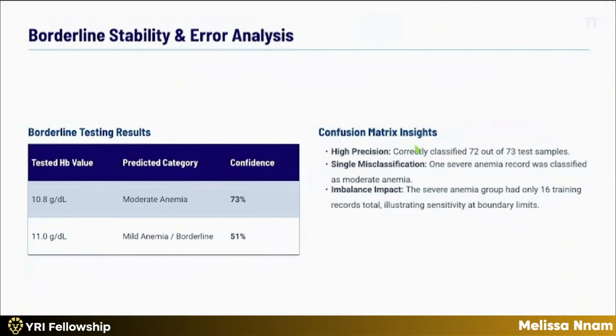Confusion matrix insights. High precision, correctly classified 72 out of 73 samples. Single misclassification. One severe anemia record was classified as moderate anemia. Most likely the case for this is as severe anemia doesn't really happen that much. So we would obviously have more moderate anemia cases than severe anemia. So that might cause it to think that, hey, this is moderate anemia instead of severe anemia. As you can see, they only had 16 records in total, which kind of also caused that too.